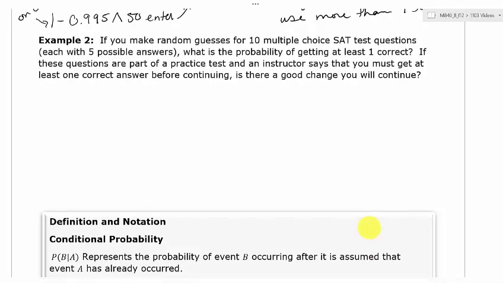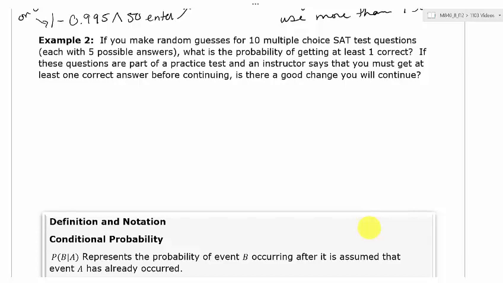In our next example here, if you make random guesses for 10 multiple choice SAT test questions, each with 5 possible answers, what is the probability of getting at least one correct? If these questions are part of a practice test and an instructor says that you must get at least one correct answer before continuing, is there a good chance you will continue?